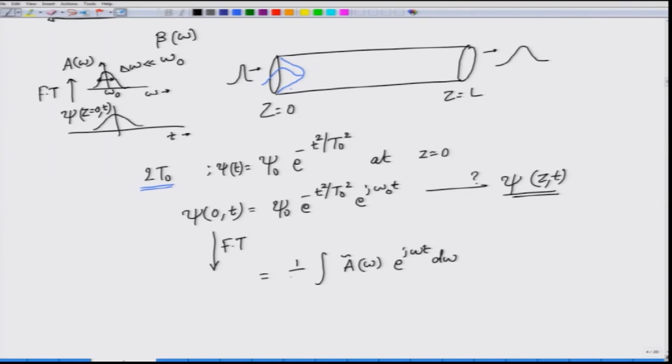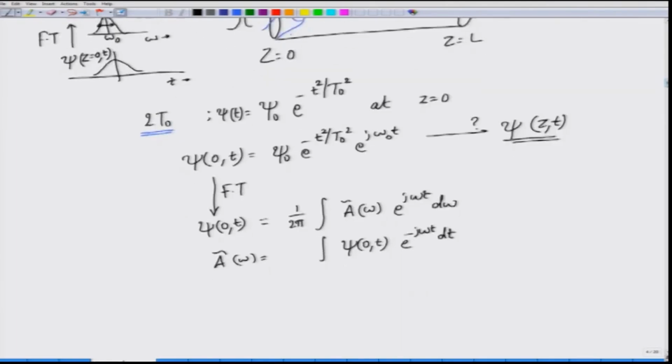Well, there is also 1 by 2 pi, which we should not forget. So, we can write this psi of 0 t as a of omega e power j omega t. Of course, what is a of omega? A of omega is nothing but the Fourier transform of this fellow. It is the Fourier transform, psi of 0 t e power minus j omega t dt.